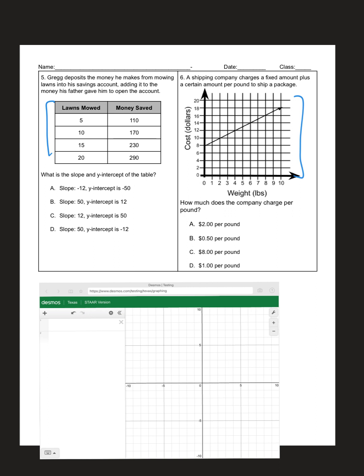So to refresh your memory, we have an equation called slope-intercept equation, and it's y equals mx plus b, where m represents the slope and b represents the y-intercept. Okay, so that should all look familiar to you.